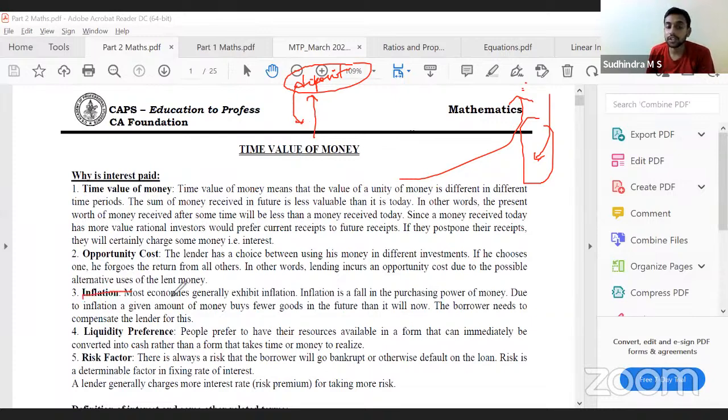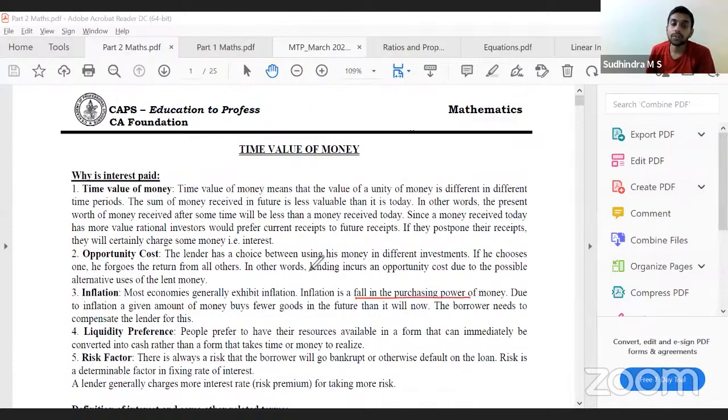Third one, inflation. So we all know what is inflation, right? Fall in the purchasing power of the money. So due to inflation, a given amount of money buys fewer goods in the future than it will now. Therefore, compensation for the same. Liquidity preference. Given a preference, whether you wish to convert to cash today rather than on a future date, immediate conversion would be given a preference. So liquidity would be preferred. So if I have to deposit for 5 years, he has to give me some compensation.